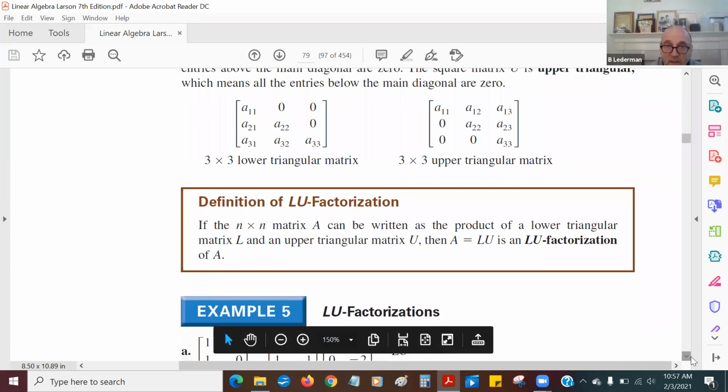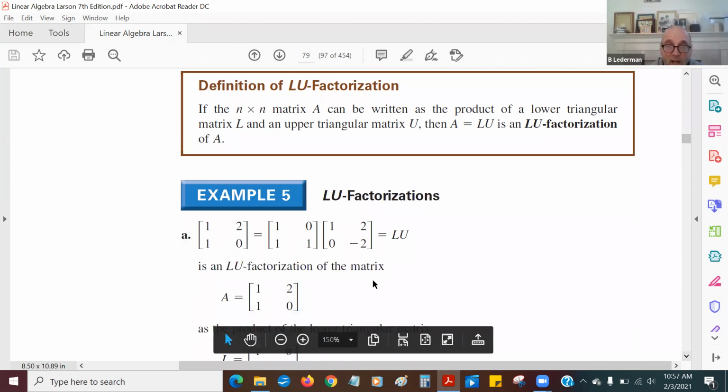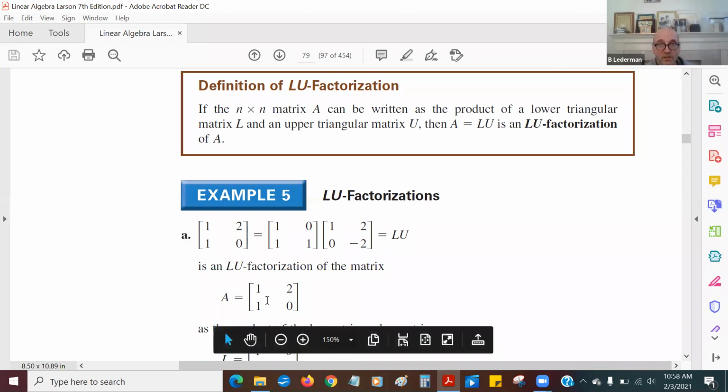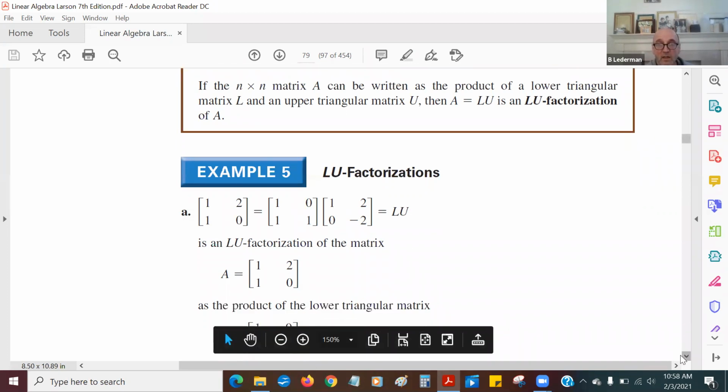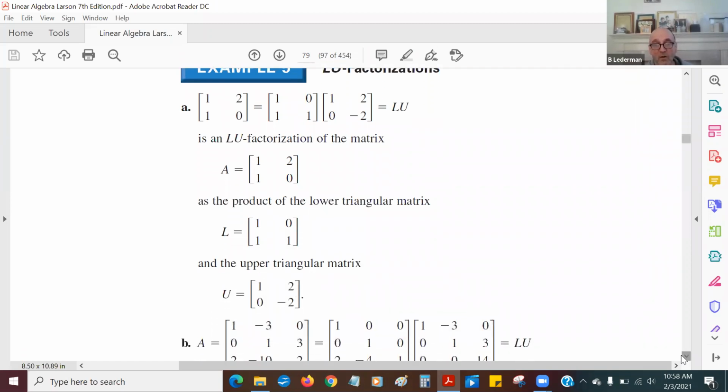Anyway, let's continue. Here are two examples of LU factorizations. A is the matrix 1, 2, 1, 0. If you multiply this matrix times that matrix, I'd like you to do that by hand to see that it actually works. You will get A. Now, this is lower triangular because the non-zero numbers are on the bottom, and this is upper triangular because the non-zero numbers are on top. That's why we say LU. So this is A, and L is that one right there, U is that one right there.